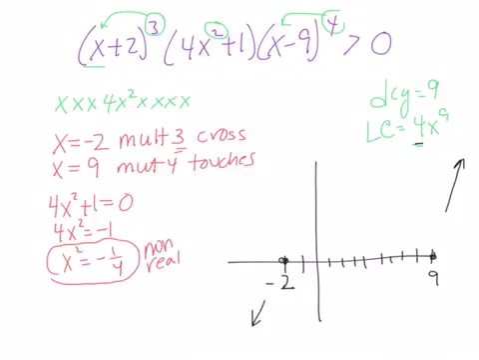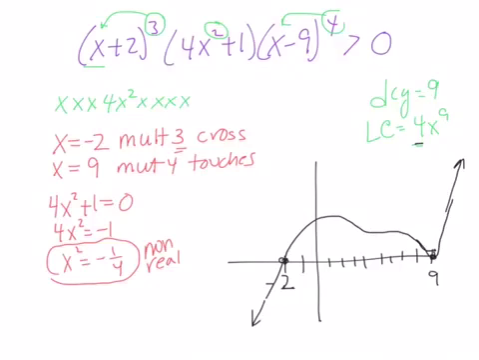Now we don't know what's happening in between these, but we know it's going to cross at the -2, and it's going to touch at the 9. There's going to be a bump in there somewhere. It doesn't matter where, because we're just looking for inequalities. So that's the visual of this. But let's do a sign chart.